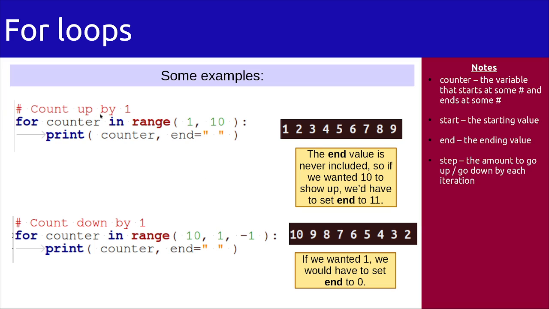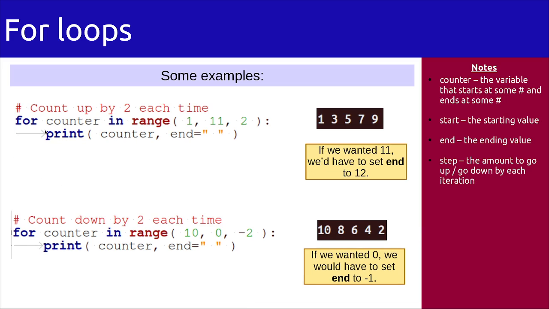So here are some examples. If we want to count up by 1, we could say for counter in range from 1 to 10, and then we print the counter on the inside. Now this is going to go from 1 to 9 because we put 10 as our ending. So if we wanted 1 to 10, this would have to be 11. Here's count down by 1. We have for counter in range. We start at 10, we go until 1, but not including 1, and we go down by 1 each time. So we put -1 as the step to subtract 1 each time. So we have 10, 9, 8, 7, 6, 5, 4, 3, 2. It doesn't equal 1. If we wanted that there, we'd have to make this 0 instead.